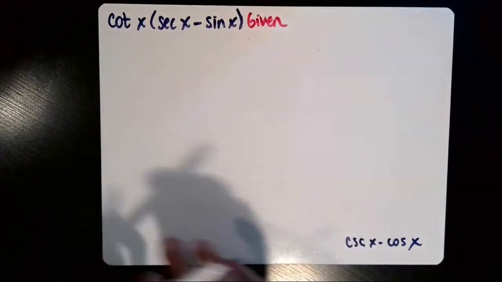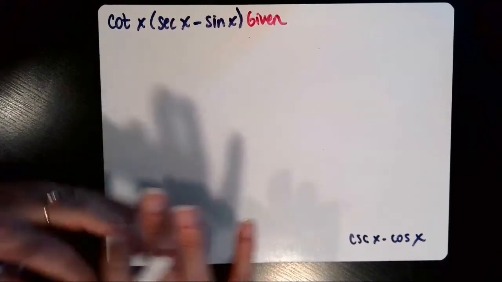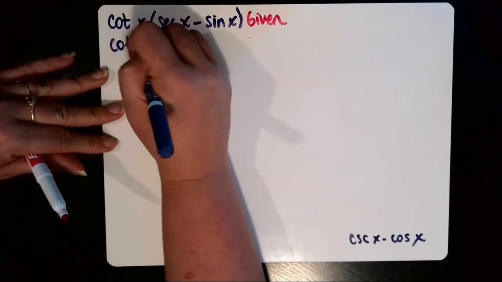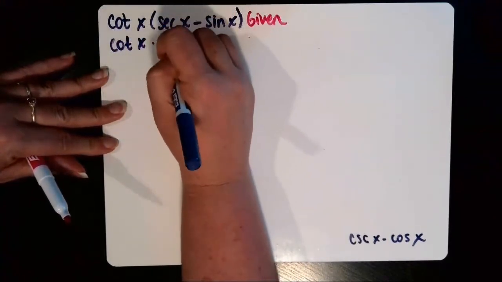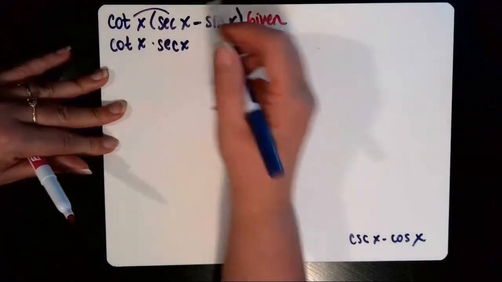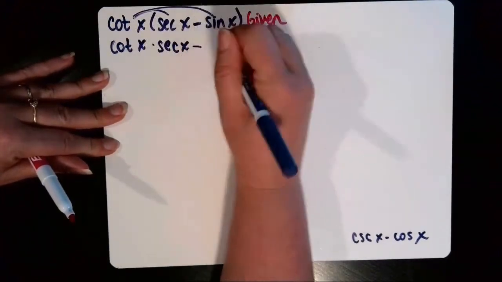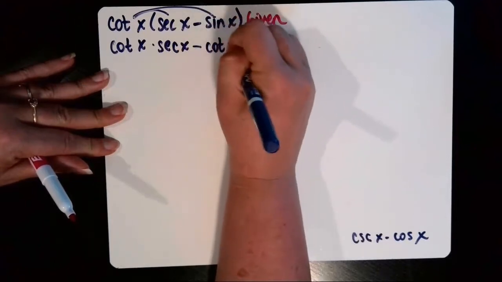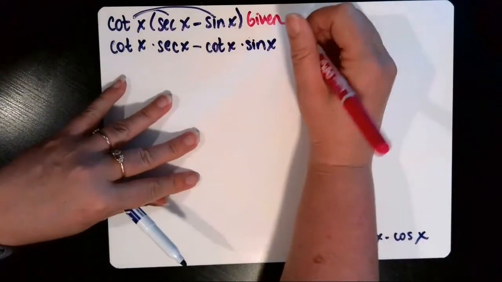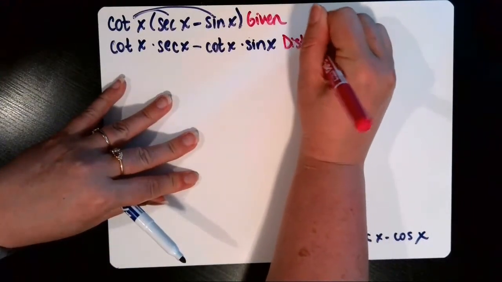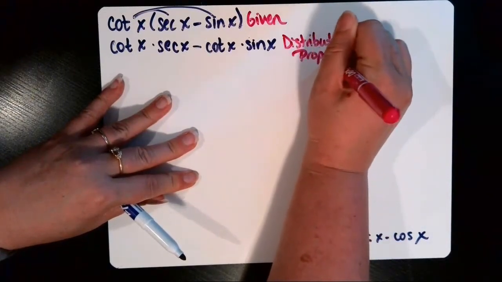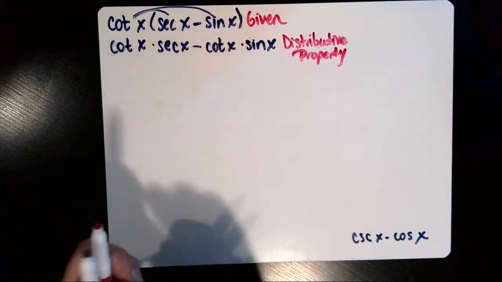Okay. And to get rid of the parentheses there and simplify things, I'm going to use the distributive property. So I'll be left with cotangent of x times the secant of x, and then we'll distribute and get negative cotangent of x times the sine of x, and that was using the distributive property as the reason for step number 2.